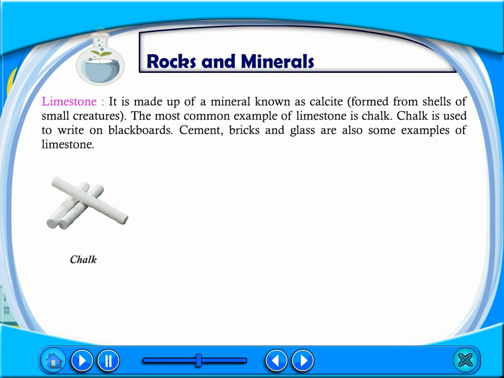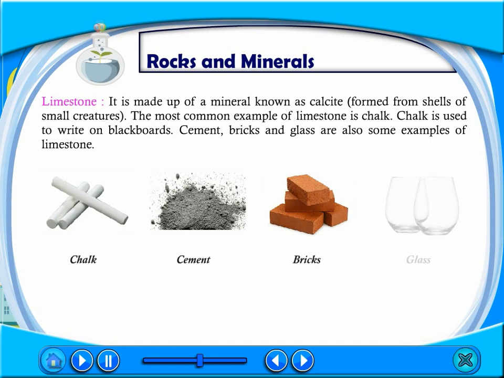Limestone. It is made up of a mineral known as calcite, formed from shells of small creatures. The most common example of limestone is chalk. Chalk is used to write on blackboards. Cement, bricks and glass are also some examples of limestone.